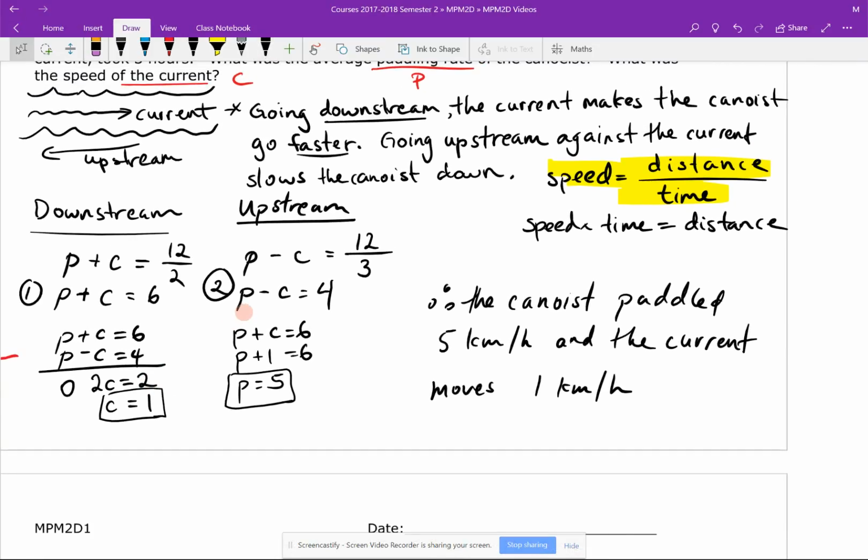That makes sense, right? If I paddle at 5 kilometers per hour and the current helps me at 1, then I get a total speed of 6. But if I'm going against the current, I'm paddling at 5, which is the strength I can paddle at, and the current slows me down, so I subtract 1 kilometer per hour for a total of 4 kilometers per hour. So I go slower as I go back upstream.